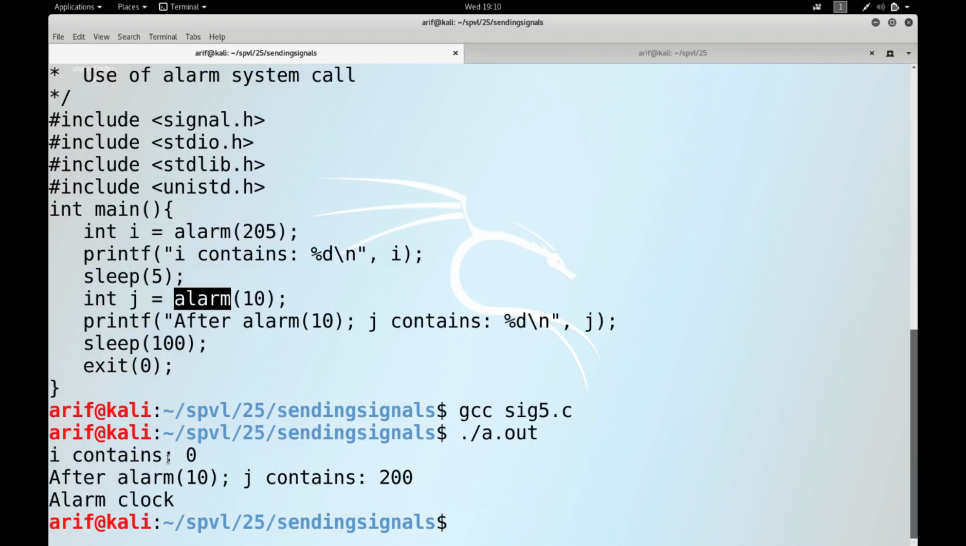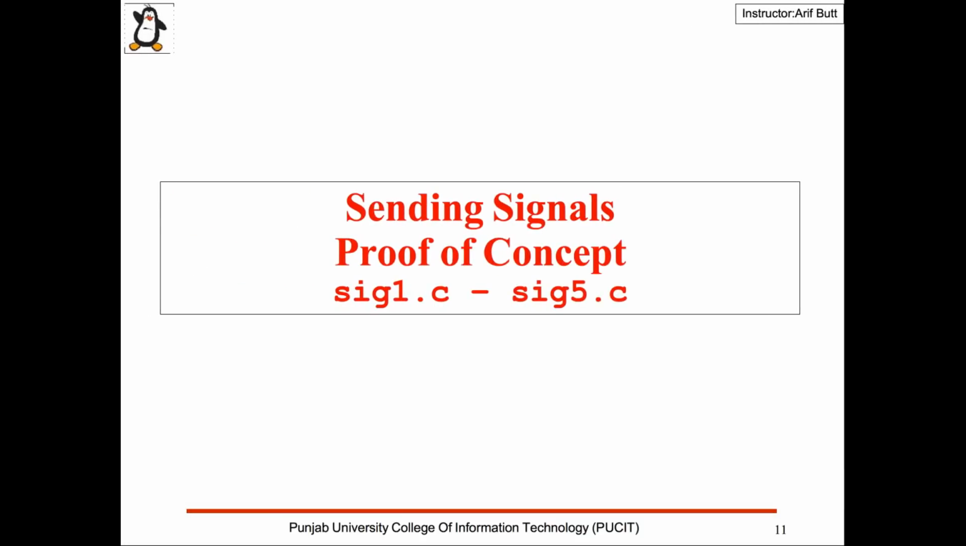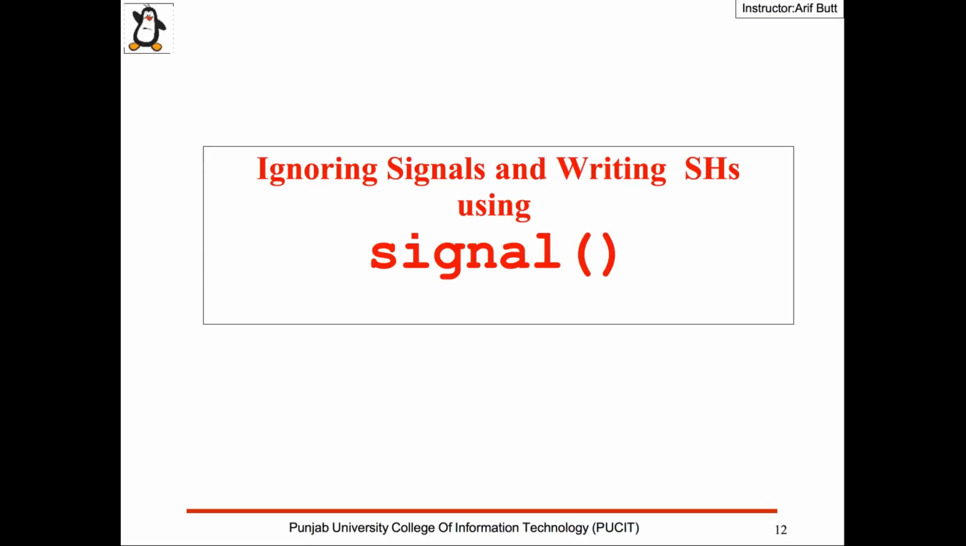Okay, so let us fall back to the slides again. Right, dear students, we have seen and understood how we can send signals to processes from within a C program. It is time to see how a process can ignore the signals, how a process can execute a signal handler of its own choice using the signal system call.